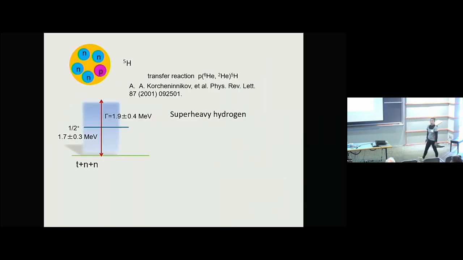We can add one more neutron, and this is hydrogen 5. Almost 20 years ago, they observed hydrogen 5. According to the experimental data, this is the energy. They reported that the energy is around 1.7 MeV with respect to the triton plus 2 neutron breakup threshold, and this is the decay width. From here, we call this nucleus a super heavy hydrogen.